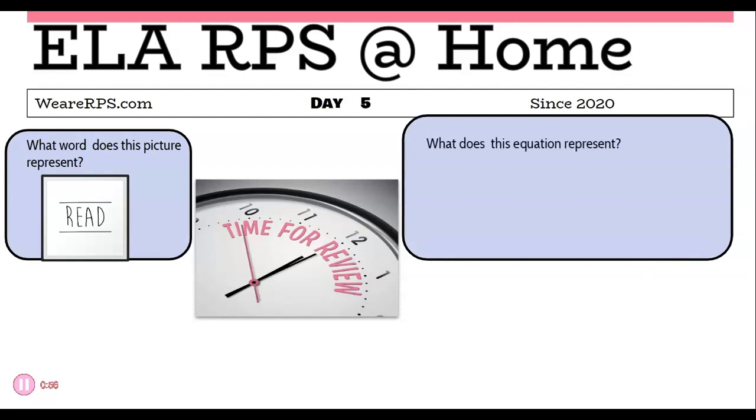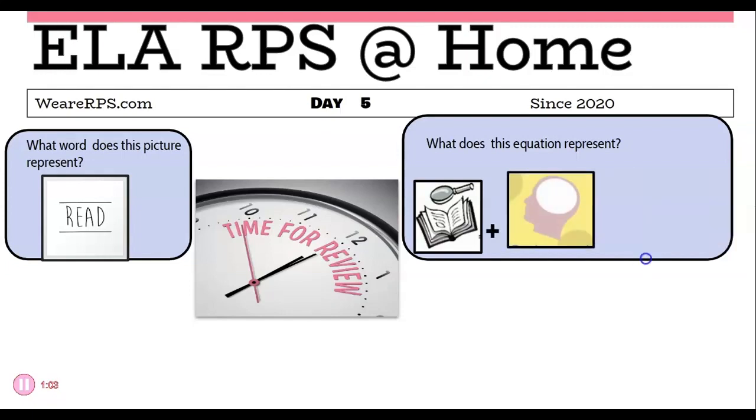What does this equation represent? If you said an inference, good job. The first picture is text evidence, looking in the text for evidence, and the second picture is a representation of your background knowledge. So text evidence plus your background knowledge, your connection to the text, equals an inference.